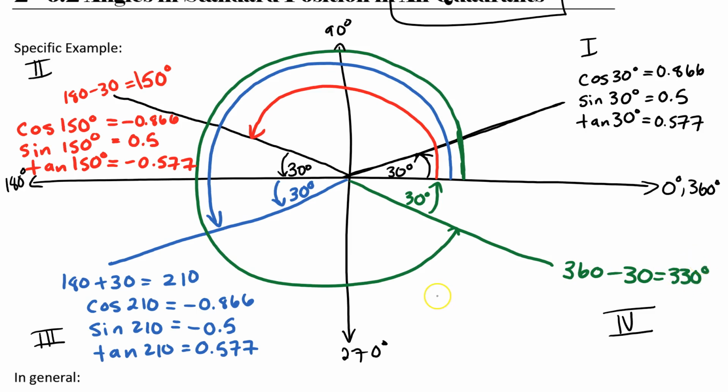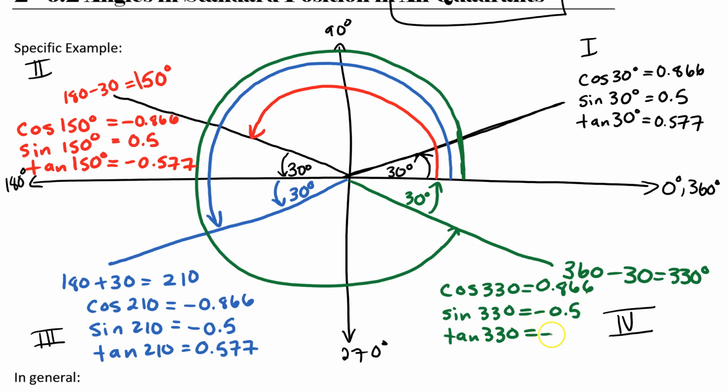So let's do our final thing here. We're going to say, what is the cosine of 330? What is the sine of 330? And what is the tan of 330? So what you guys could do, actually, is you could pause the video, find out for yourself, and then you can check your answers. So the cosine here is going to be positive 0.866. Oh sorry, the sine is going to be negative 0.5, and the tan is going to be negative 0.577.